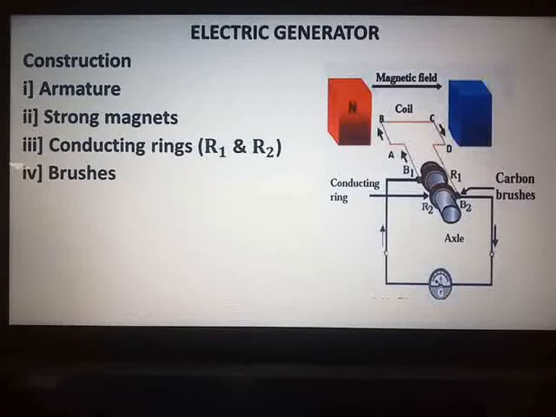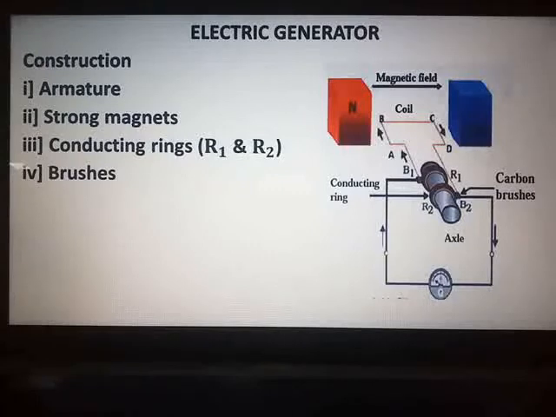So who induces a current here? It is the magnetic field which induces a current. And there are 2 types of electrical generators. One is AC generator and one is DC generator. AC means alternating current generator and DC means direct current generator. But from your syllabus, the DC generator has been removed. So we are going to study only the AC generator. So let us study about its construction.